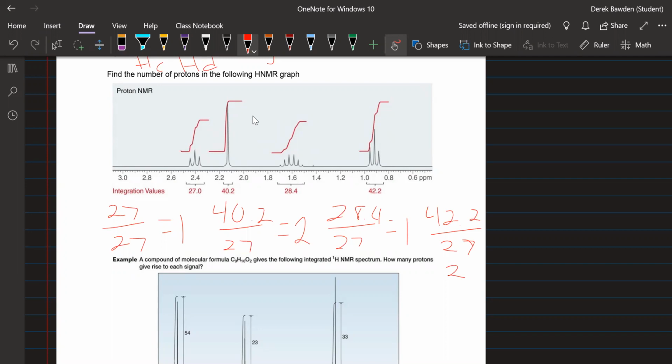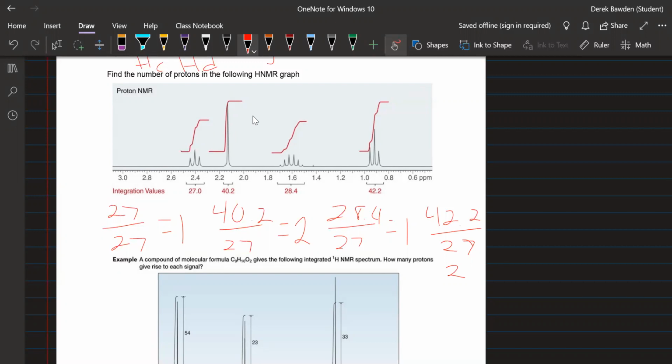Now, these numbers do not have to be exact. They don't even have to be super close, okay? Like if you divided 40.2 by 27 and it was 2.4, that would count as 2. So you just have to be in the general region. If it's closer to the bigger number, round up. If it's closer to the smaller number, round down, okay? Just get close enough.